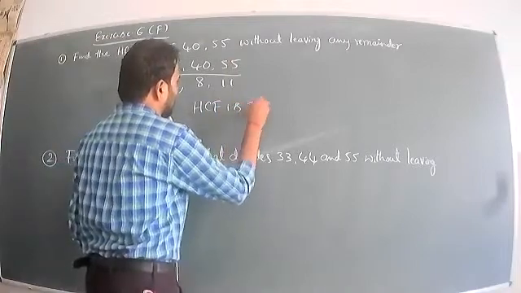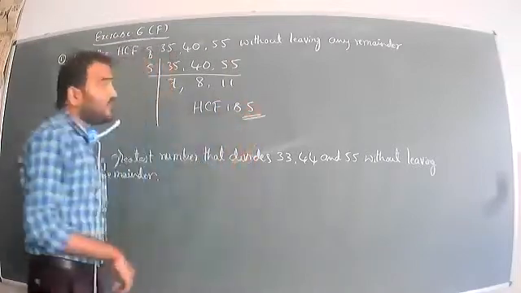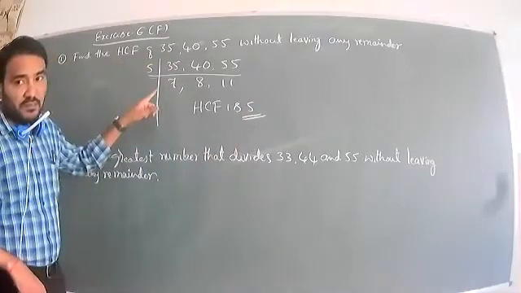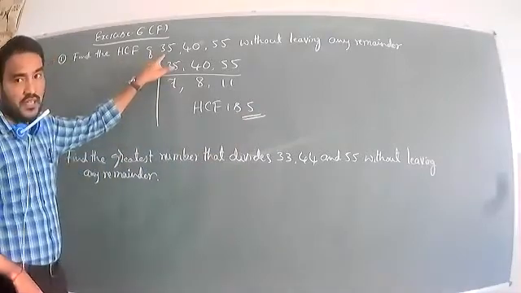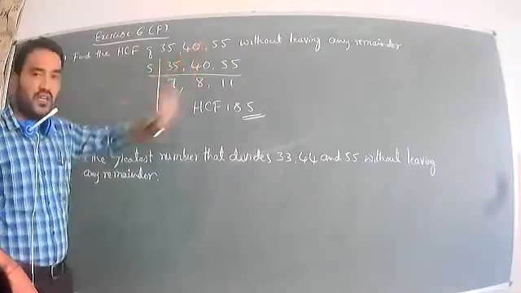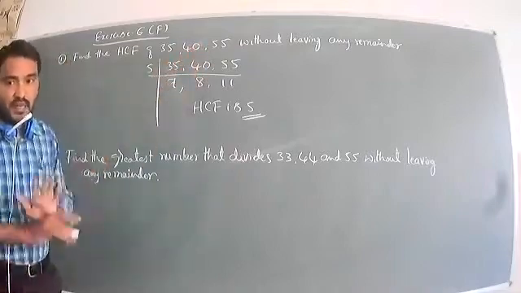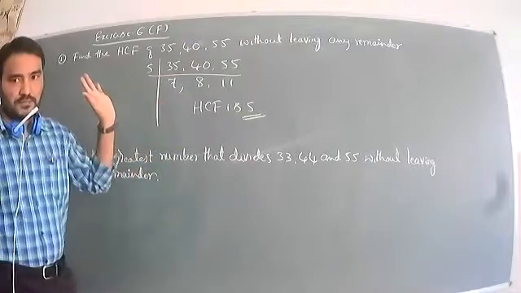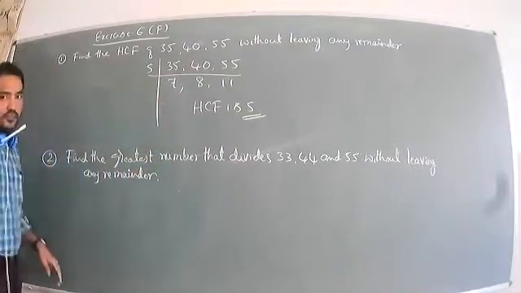HCF is 5. Can we divide the numbers using 5 without leaving any remainder? Yes. 5 7s are 35, it divides exactly. 5 8s are 40, yes, it divides exactly. 55 also divides completely, no remainder. So this is the answer. Now I will go for the second one.